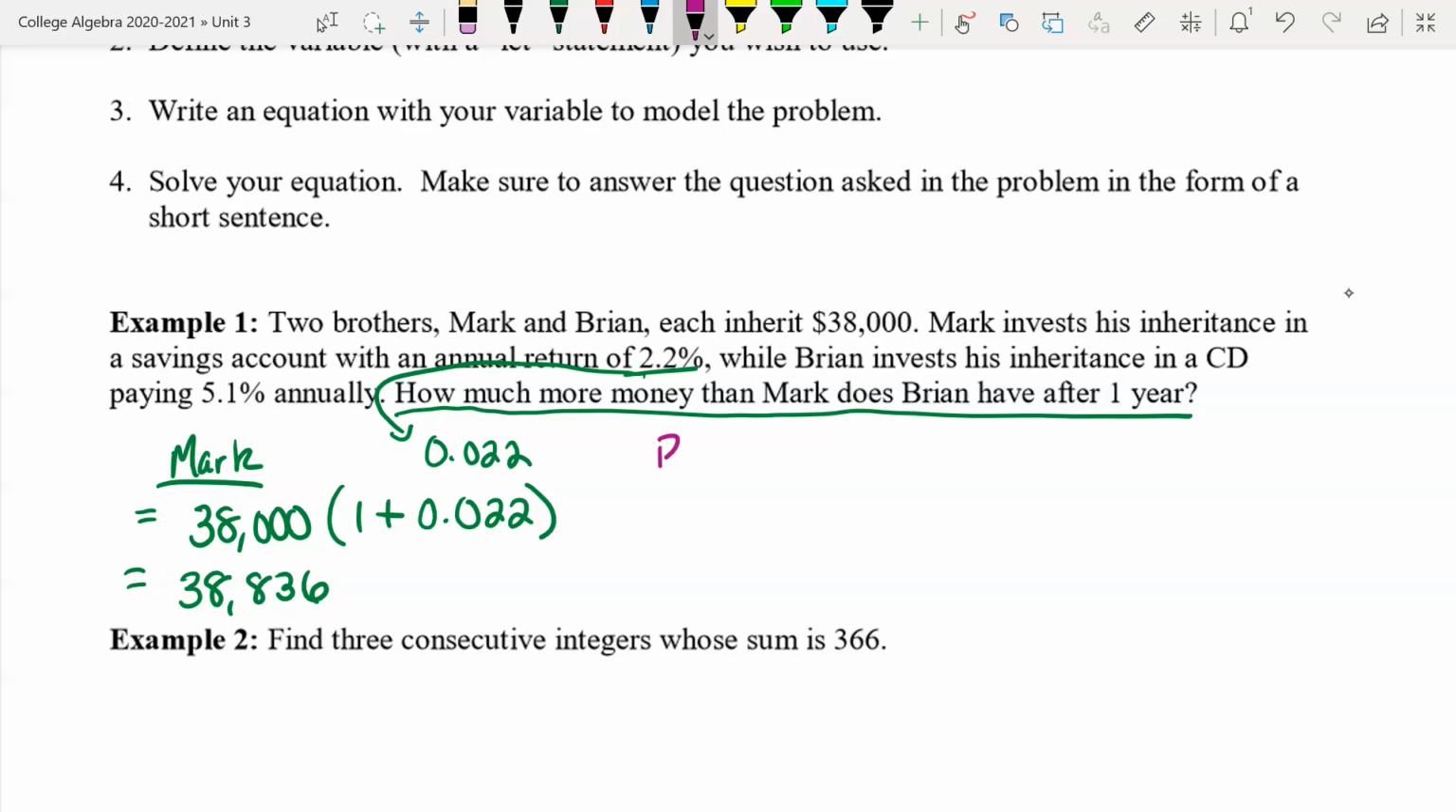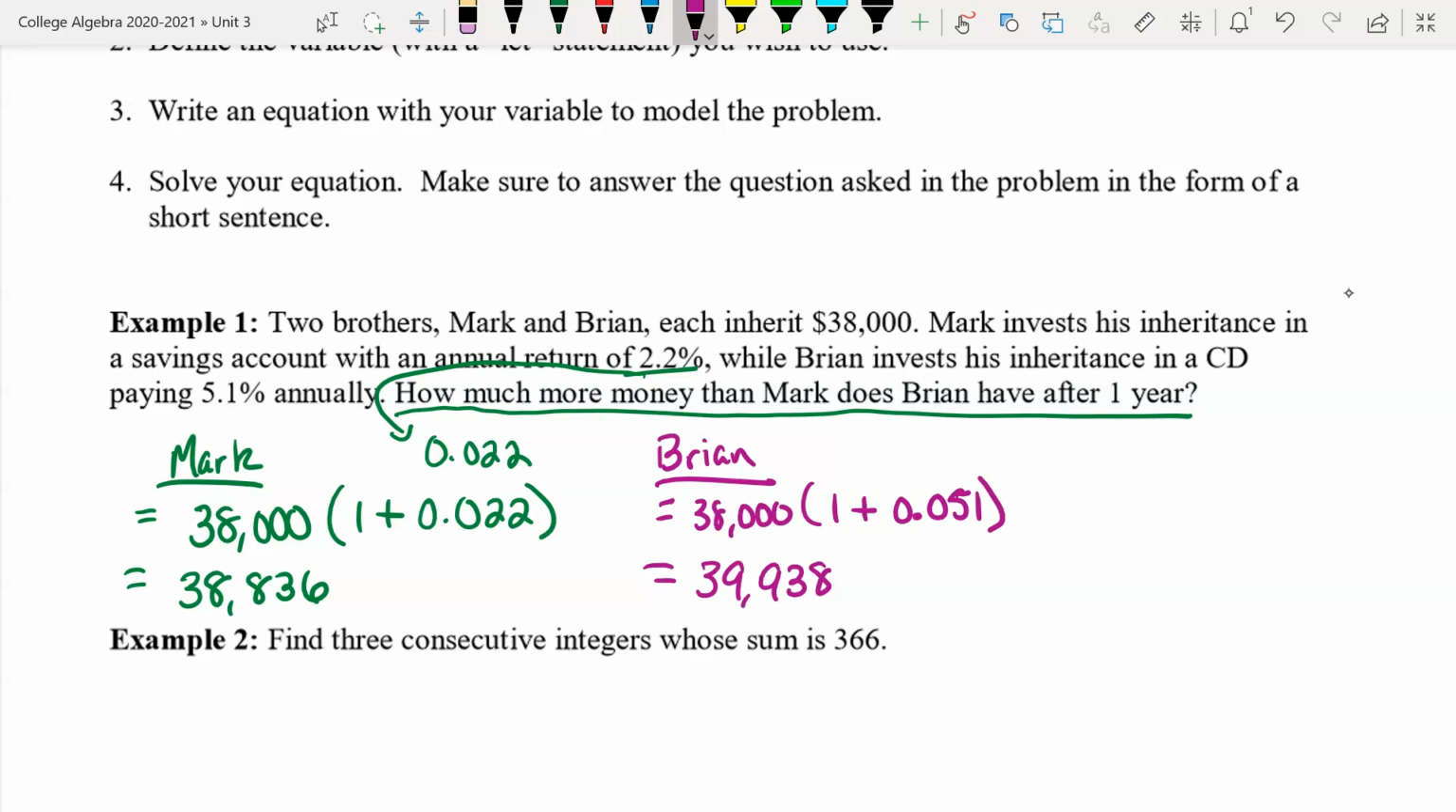Brian is very similar, except now, instead of using 0.022 because of the 2.2%, I'm going to use 5.1%. So 38,000 times 1 plus 0.051. Again, we would do the math behind that. You get 39,938. And here's the thing. Mark made $38,836. Brian made $39,938.